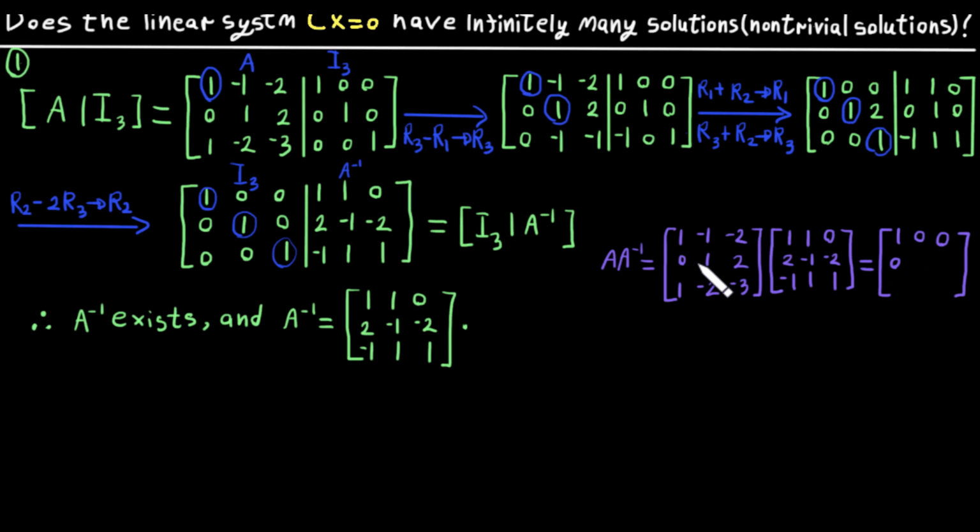To find this element, we have to multiply this row by this column. 0 multiplied by 1, which is 0, plus 1 multiplied by -1, which is -1, plus 2 multiplied by 1, which is 2, equal 0 plus -1, which is -1, plus 2, equal to 1. 1.